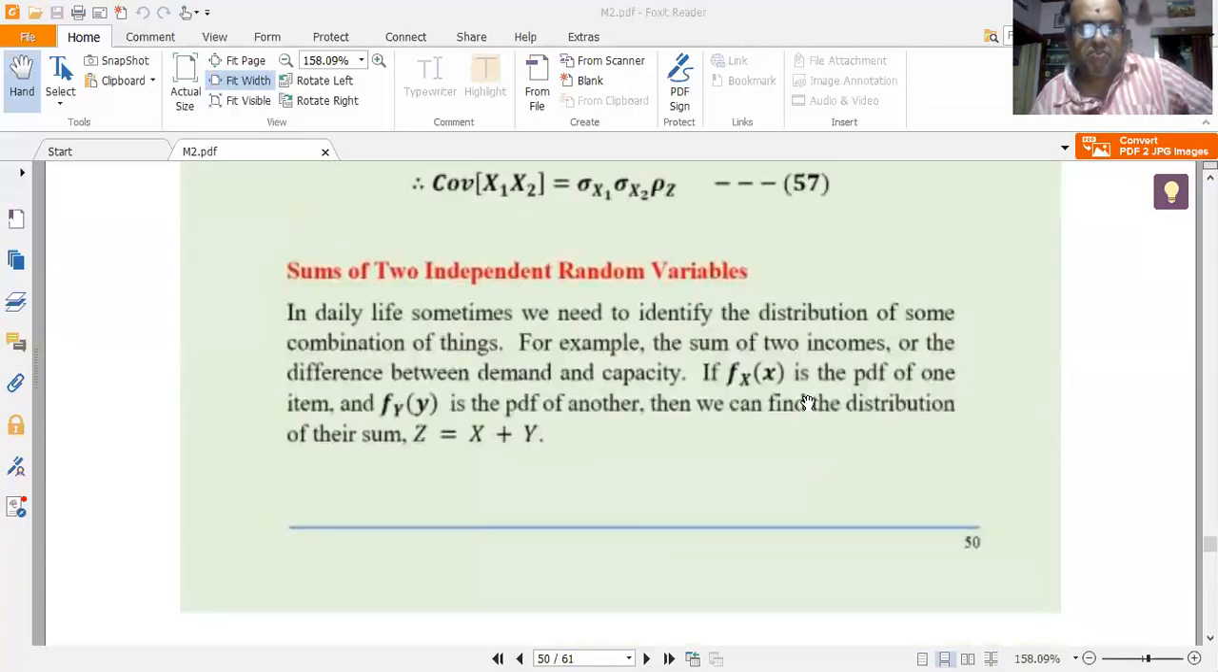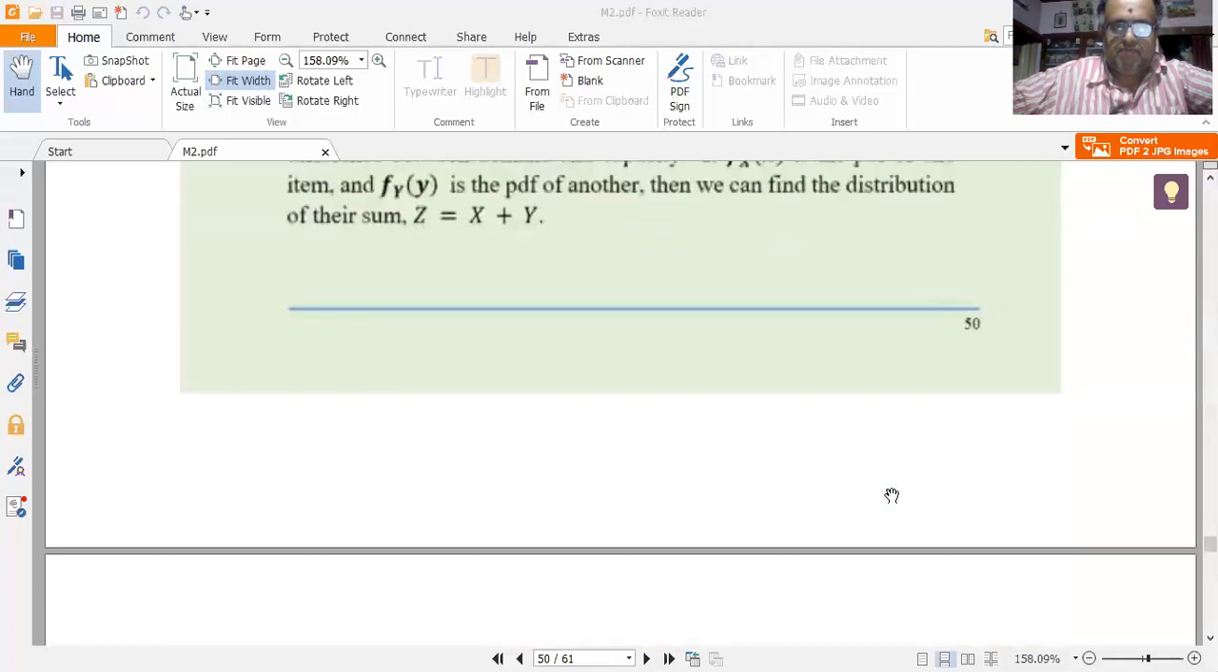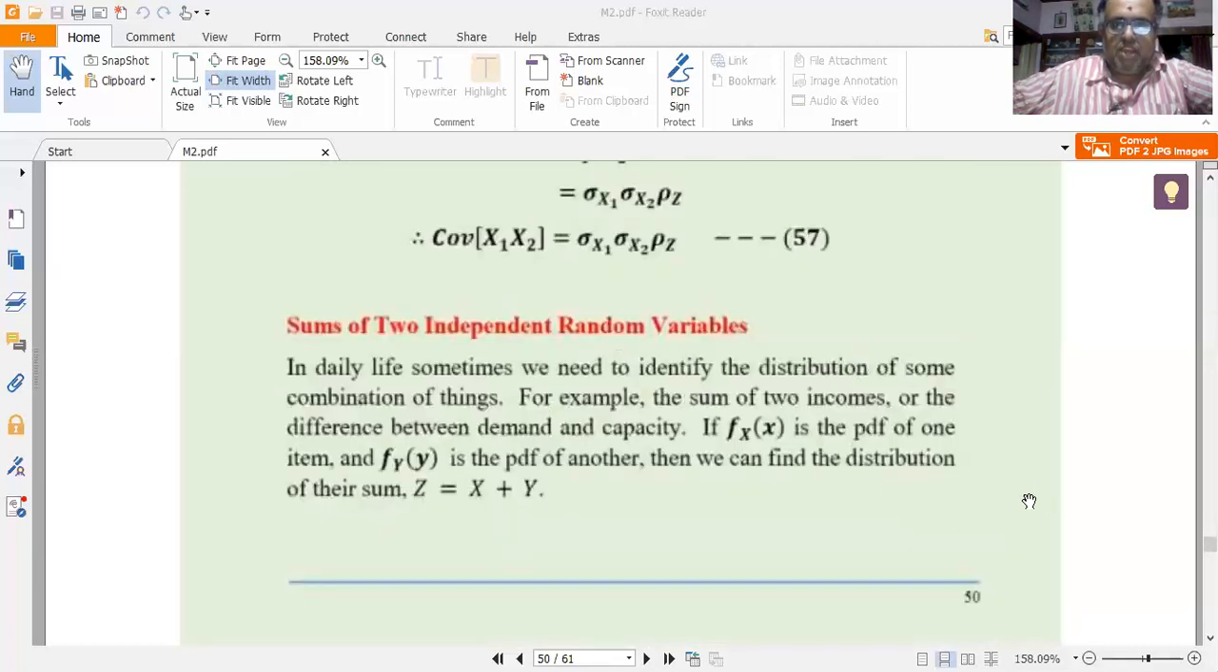Next, what would be the sums of two independent random variables? This is a very, very important result that is used in statistical signal processing. So, sum of two independent random variables. Now suppose f_X(x) is the PDF of one random variable capital X and f_Y(y) is the PDF of another random variable capital Y, then we can find the distribution of their sum, which is represented as capital Z equal to capital X plus Y.